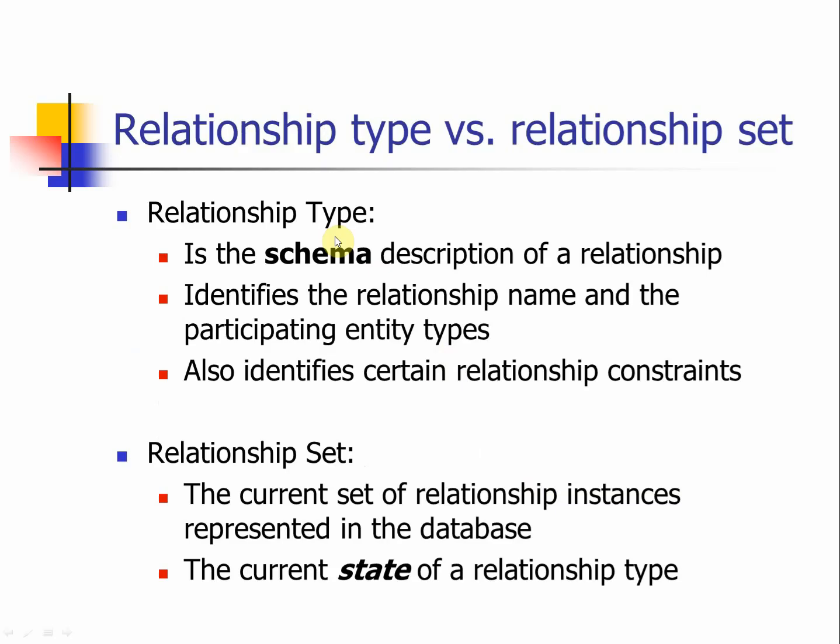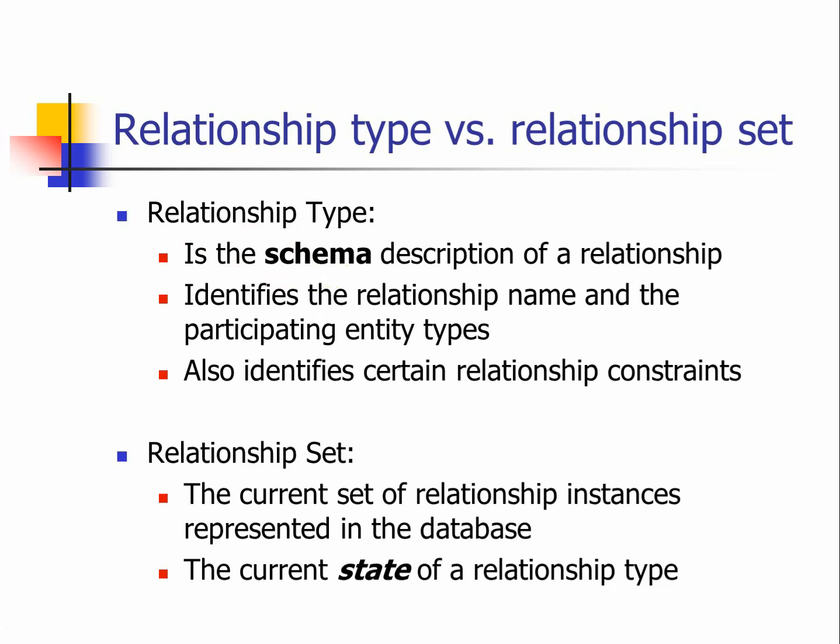For the relationship type, indicating the design of the ER diagram, it is a schema description of a relationship. It identifies the relationship name and the participating entity types. It also identifies certain relationship constraints. So the schema here, relationship type, is the design that, for example, connects employee and department through a relationship called works for, because in our company database, every employee must work for a department. So this is like the design of the ER diagram. So this is a schema description.